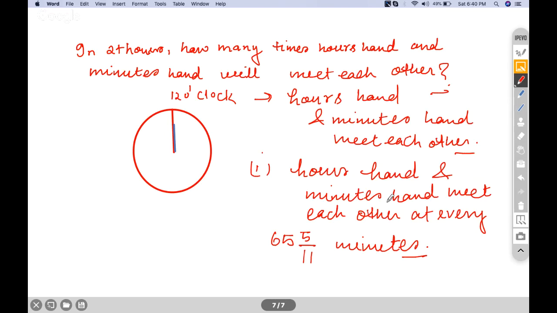Now write it down and let me know, do you want to know the derivation of it? I don't think you should know the derivation of it, but if you are interested then I'll show you. Its derivation is dependent on physics, I mean relative motion of physics and all these things. So if you want to know, I'll tell you how to do it. Otherwise, if you can remember that hours and minutes hand meet each other after every 65 is to 5 by 11 minutes, that will suffice for you.